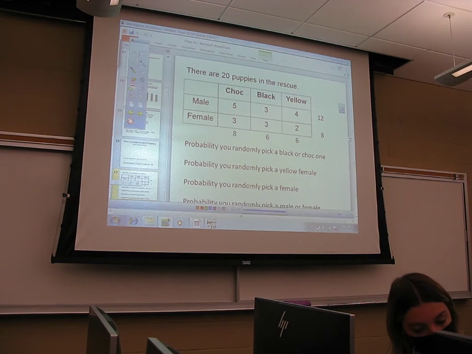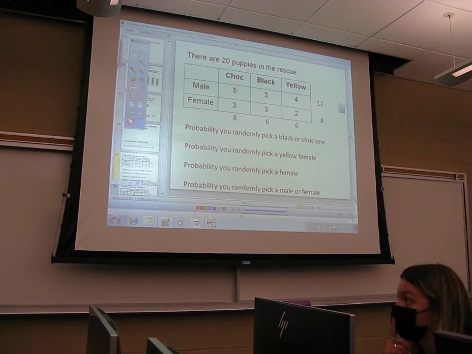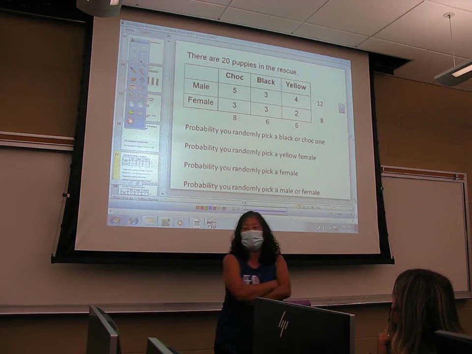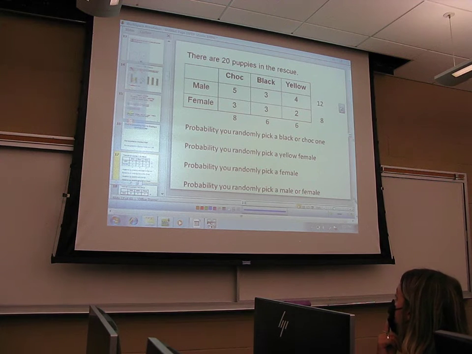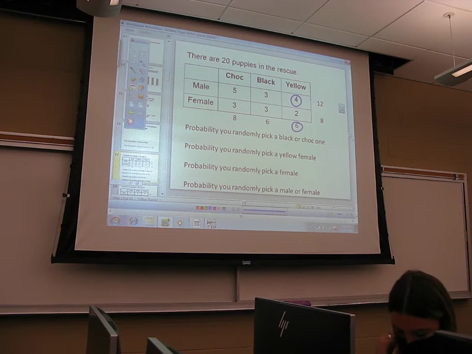There are 20 puppies in a rescue. Used to be in a pound, but people had an issue with pound puppies. There are chocolate labs, there are black labs, there are yellow labs. So here, there are, for example, 4 yellow labs that are also male. Everybody understand that? But there's 6 total yellow labs. Good? All right, so everyone's understanding how to read this. So you need to answer these questions.